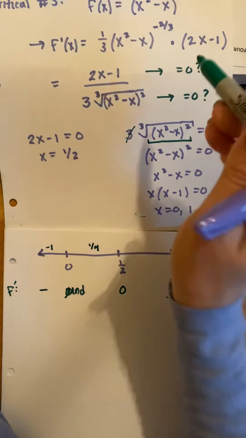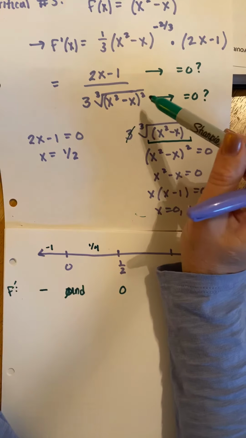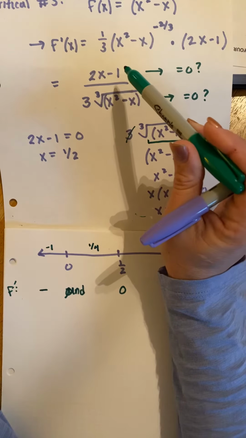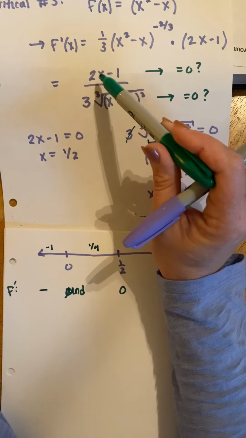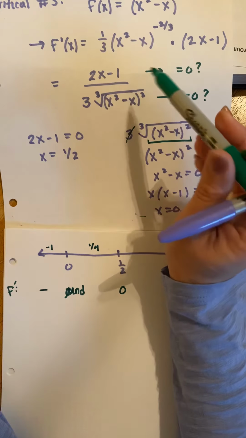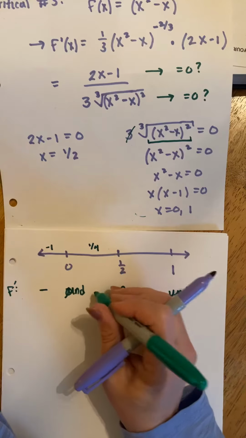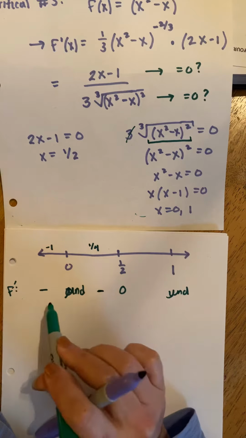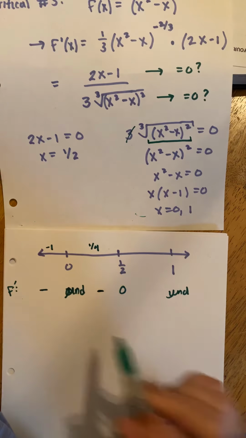And if I put a 4th in, remember the denominator is always positive because we're going to square it before we take the cube root. So really what I'm focusing on is the numerator. If I put a quarter into the numerator, I get 2 times a quarter minus 1, which is a half minus 1, which is negative. So at this critical number, the derivative did not change signs. It's negative and then it's still negative.